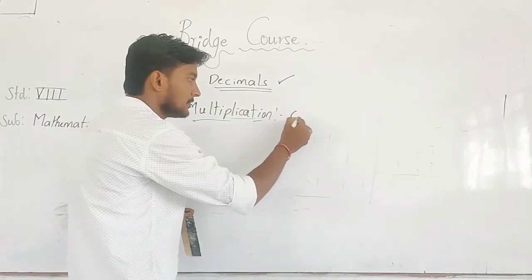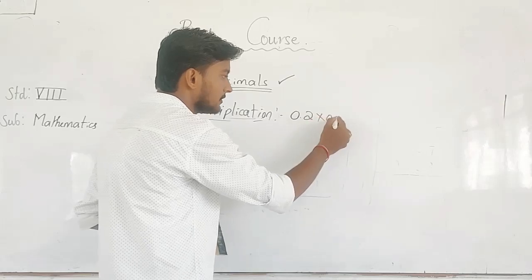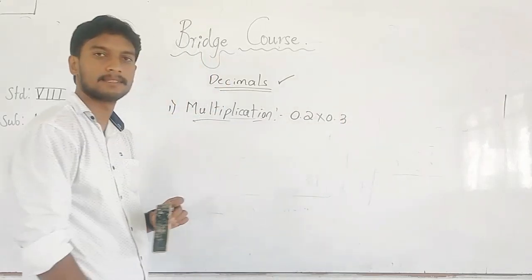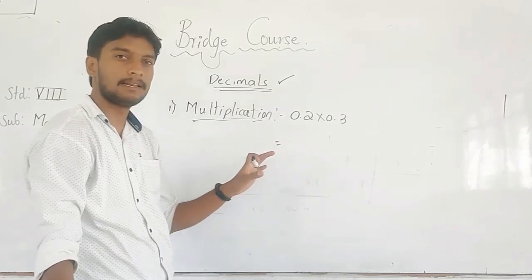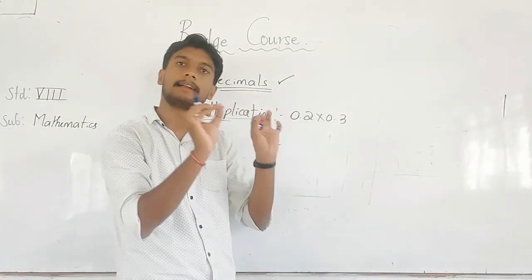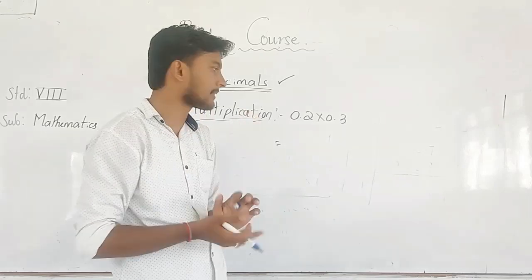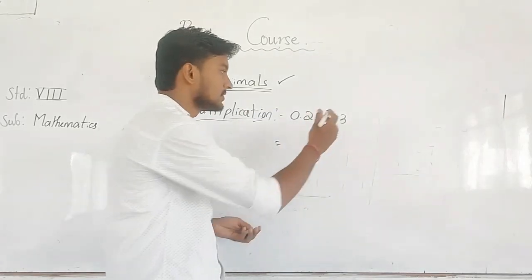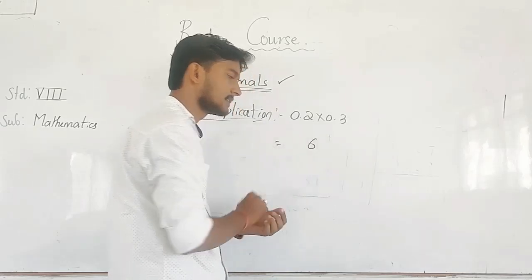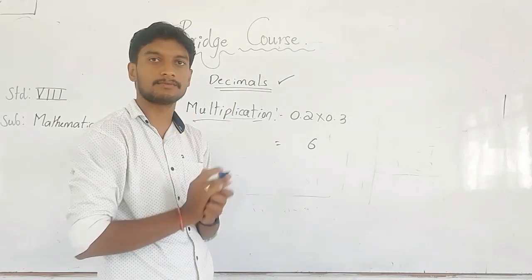Multiplication. 0.2 into 0.3. Very simple. If you want to multiply the decimals, just skip the decimal point, just observe the numbers. Here we are having 3, here we are having 2. So 3 2s are how much? 6. First we have to write this one.